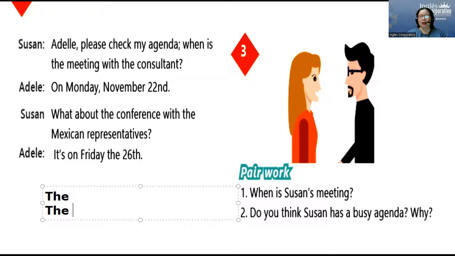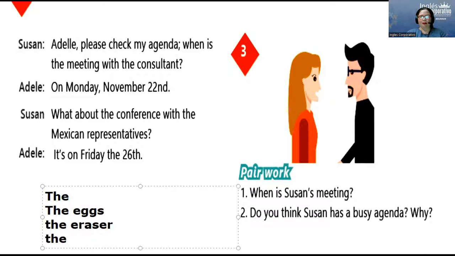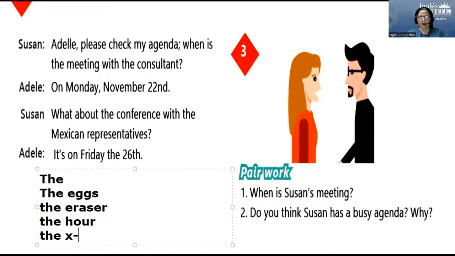We use "thee" when the next word starts with a vowel sound. In this case, for example, the eggs, the eraser, the hour, the x-ray. Now, "the" is used when the next word starts with a consonant sound. The H in hour is silent, so we pronounce it like "ah". X is "eh". So it's a vowel sound, right? So we say the X-ray.